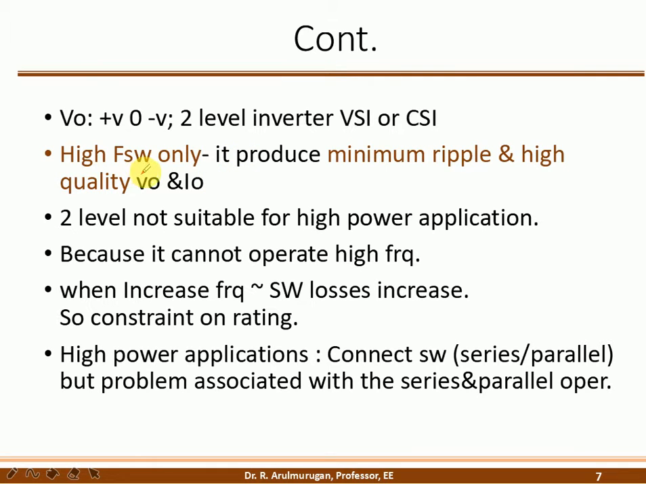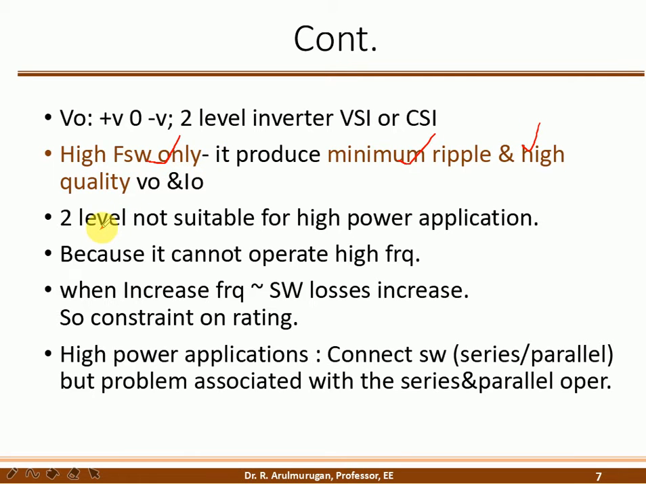High switching frequency only it produces. Okay, the multi-level inverter is used for that high switching frequency, and it will produce minimum ripple and high quality of output voltage and output current. But in a single phase inverter the switching frequency is very less. So multi-level inverter switching frequency is high. So due to the advantage, what is that? Minimum ripple and high quality output voltage and output current.